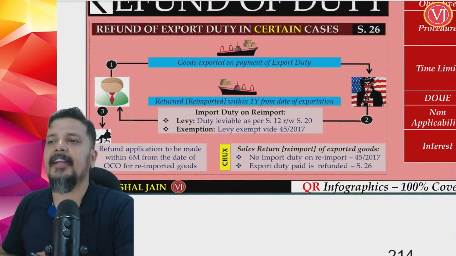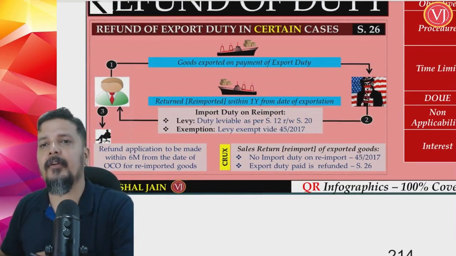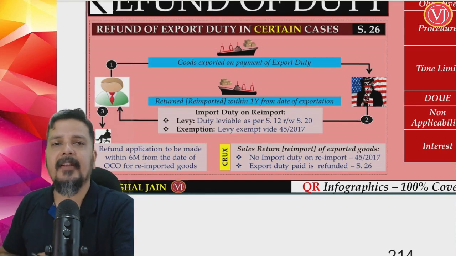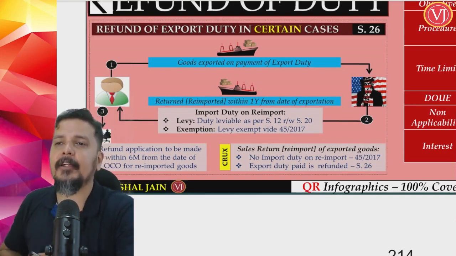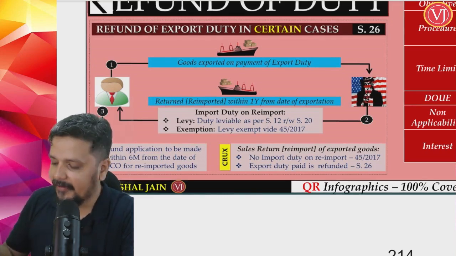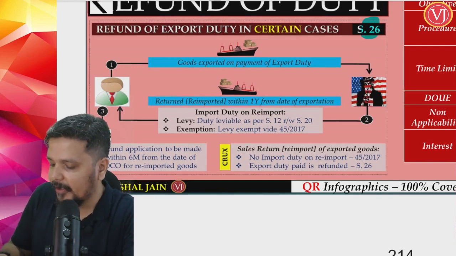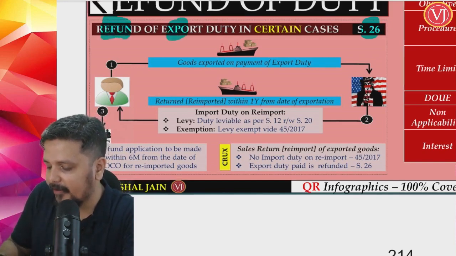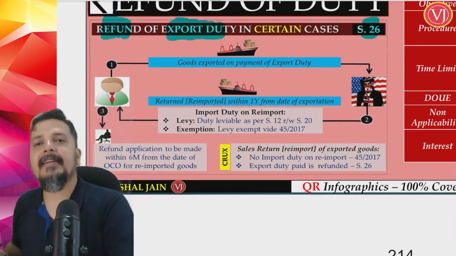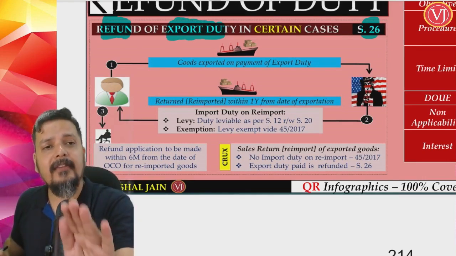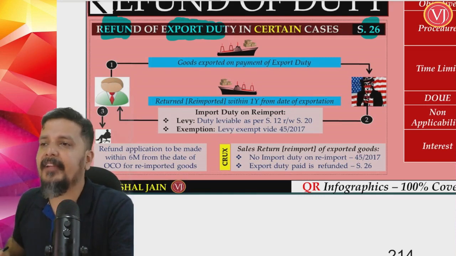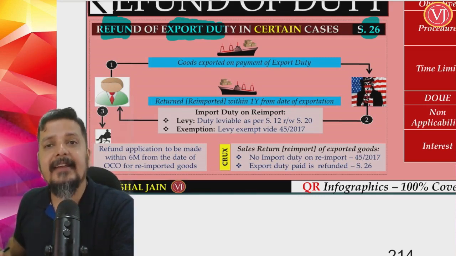Now, before seeing the normal case of refund, which is section 27 and 27A, let us try to understand your special refund. These special refunds are connected to your levy chapter. First, let us see section 26, where you are talking about refund of export duty in a special case. Normally, export duty is never there. It is there very, very rarely. Export duty is very rare.